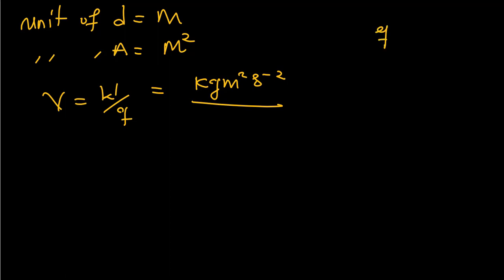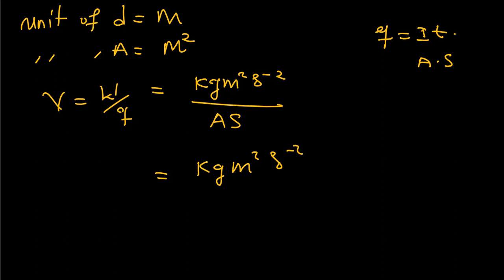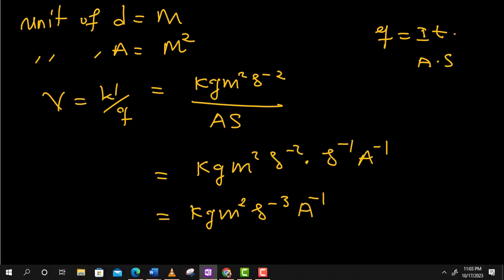From Faraday's law, charge is equal to I times t, where I is the current, so that's the ampere, and the unit of time is seconds, and so we can replace charge by ampere seconds. And so this simplifies to give the kilogram meter squared per second squared. All of this, the ampere and the second go below, so I get per second per ampere. And so this gives the kilogram meter squared per second cubed ampere to the negative 1.